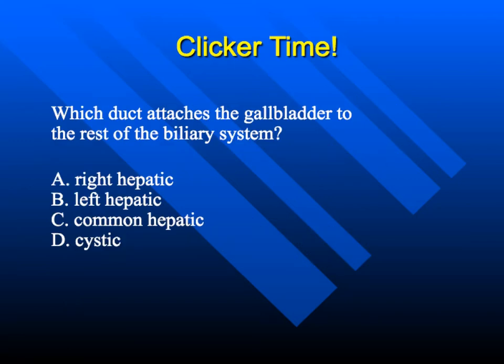So, which duct attaches the gallbladder to the rest of the biliary system? And that's cystic duct. That's the duct that directly attaches to gallbladder.